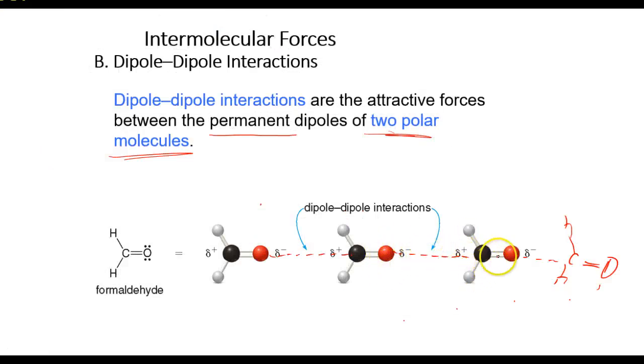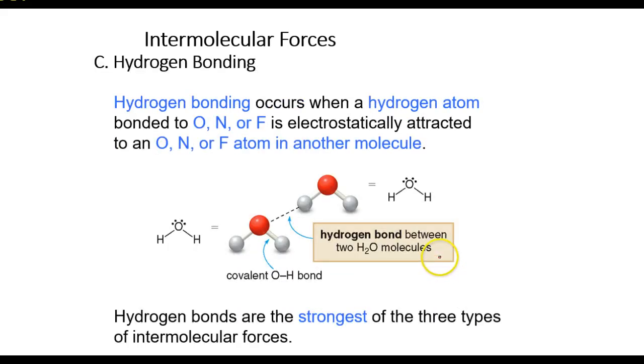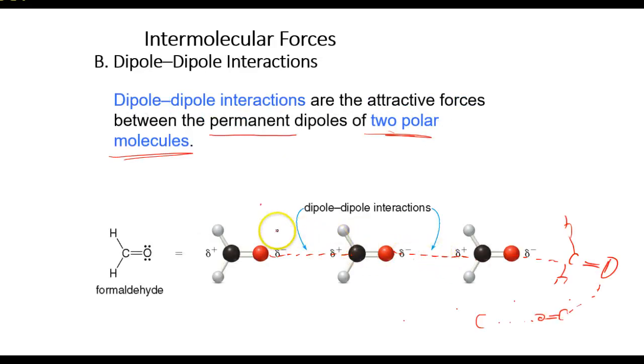So this oxygen would be attracted to another carbon, which this oxygen would be attracted to another carbon, and you always have these bonds. And these bonds are very, very strong. They will not break. So that's dipole-dipole.